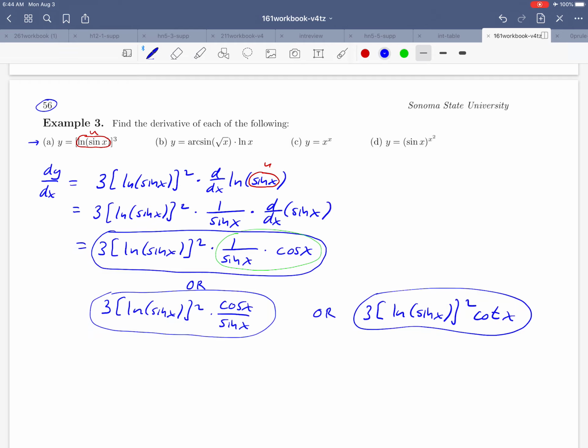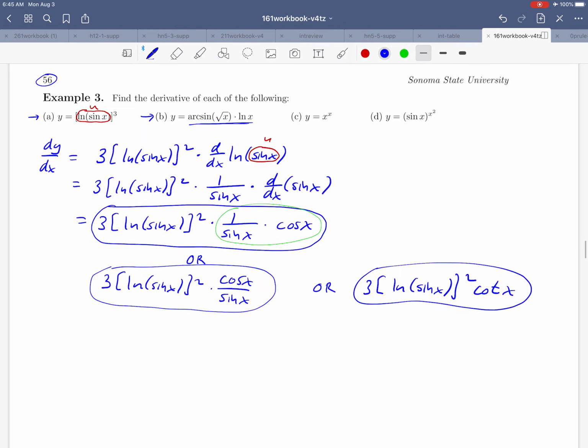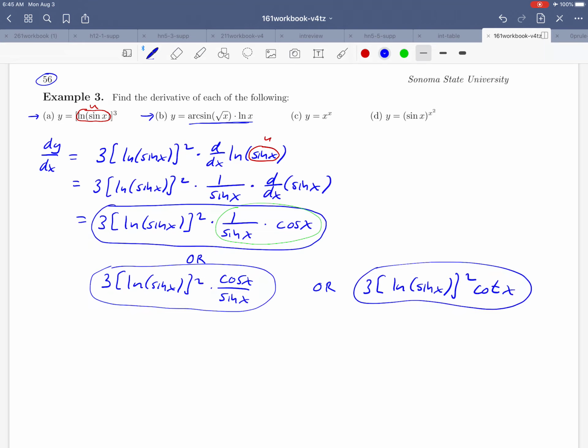Okay, well, let's take a look at part B then. There they'd like us to take the derivative of y equals arc sine of the square root of x, times the natural log of x. So what do you see when you look at that function? How are the pieces being combined together? Well, notice that we've got a product going on: arc sine of the square root of x times ln of x. So we're going to need to start with the product rule.